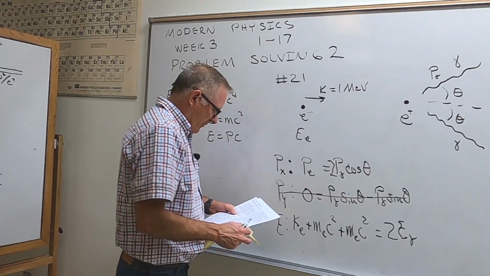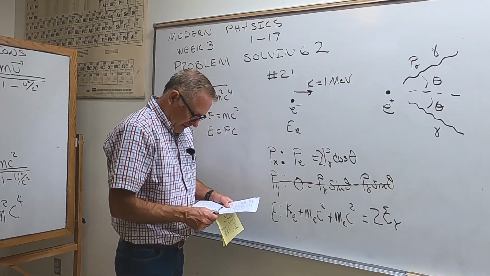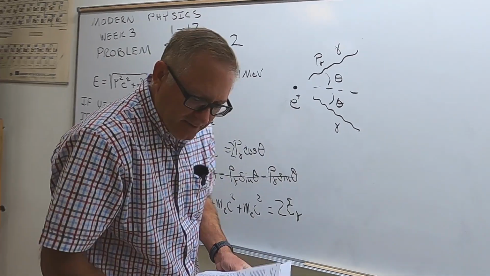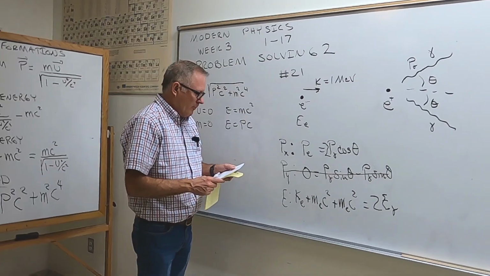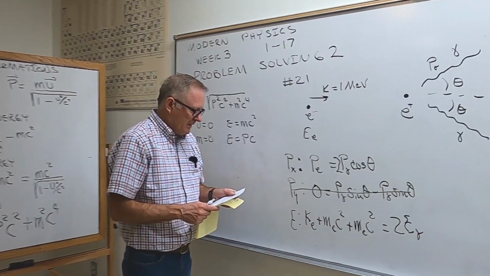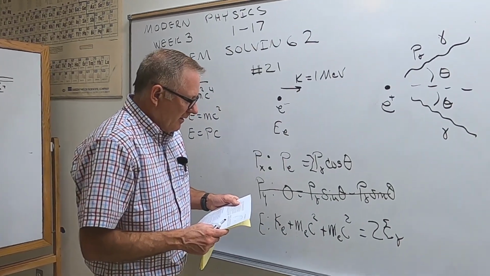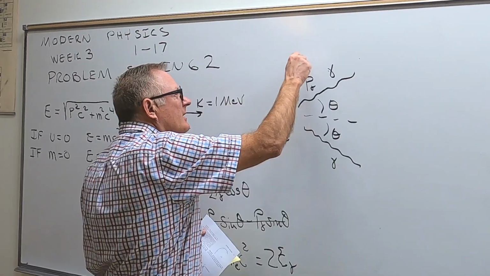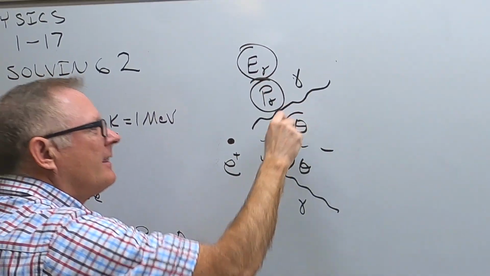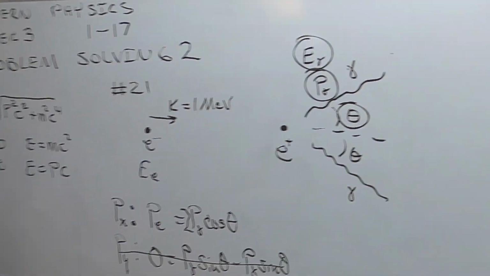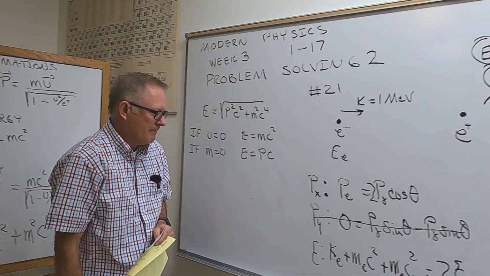So what did we want to find out of this? That's actually on the next page. It says, find the energy, momentum, and angle of emission of the gamma ray. So what they want is E gamma, P gamma, and theta. Those are the 3 things they want.